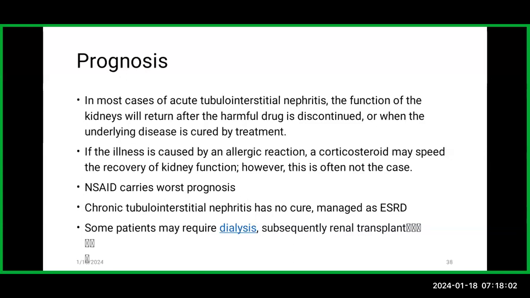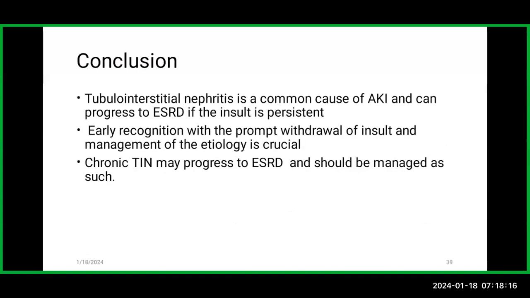If the illness is caused by an allergic reaction, a steroid may speed the recovery of kidney function. However, this is often not the case. NSAIDs generally carry a worse prognosis. Chronic tubulointerstitial nephritis has no cure, so it should be managed as end-stage renal disease. Some patients may benefit from dialysis and renal replacement.